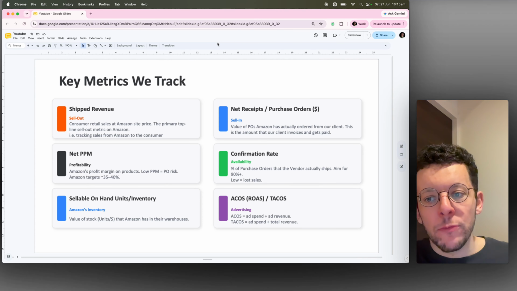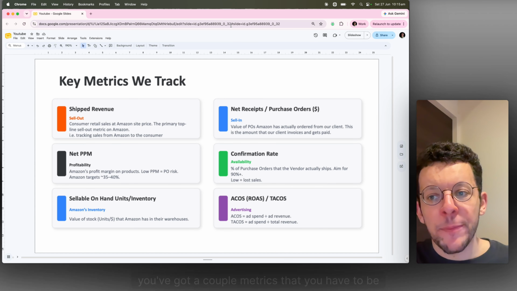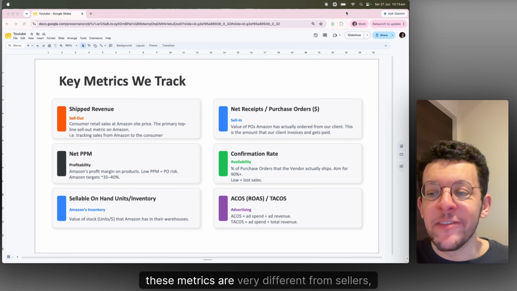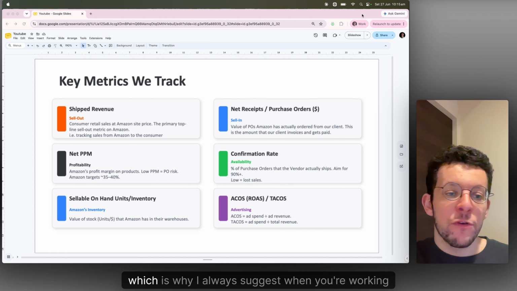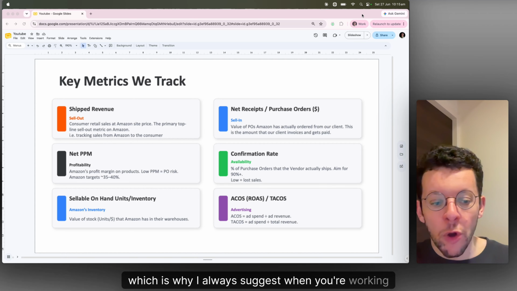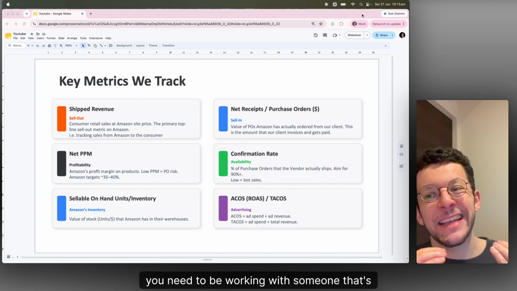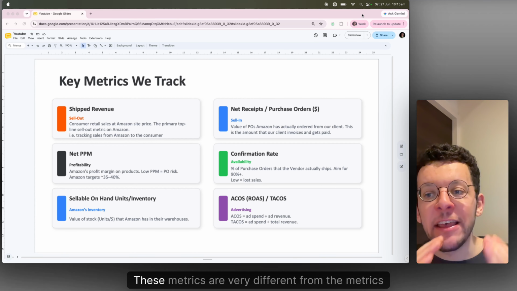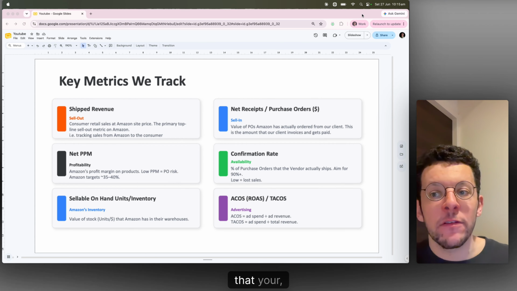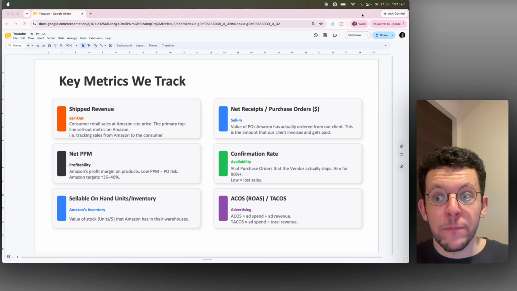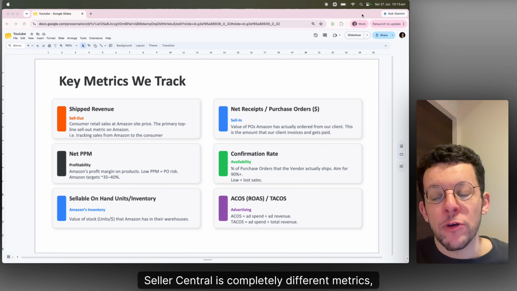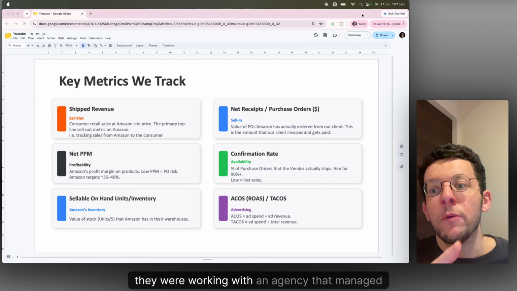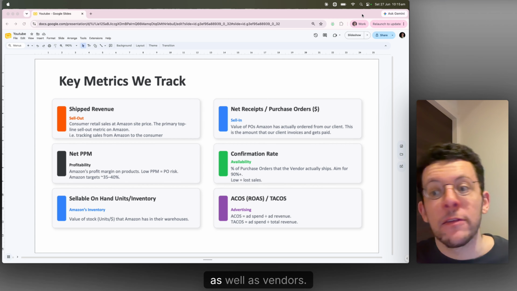So as a vendor, really, you've got a couple of metrics that you have to be absolutely tracking, religiously almost. In fact, these metrics are very different from sellers, which is why I always suggest when you're working with someone, you need to be working with someone that's exclusively dialed into Amazon Vendor Central, right? These metrics are very different from the metrics that your sellers will track. Seller Central is completely different metrics, which is why a lot of clients that we work with, previously they were working with an agency that managed sellers as well as vendors.